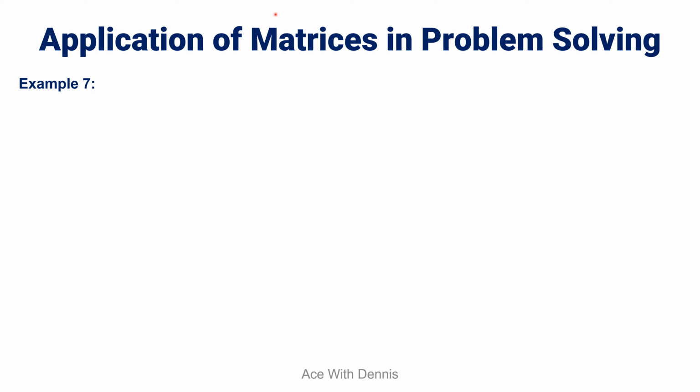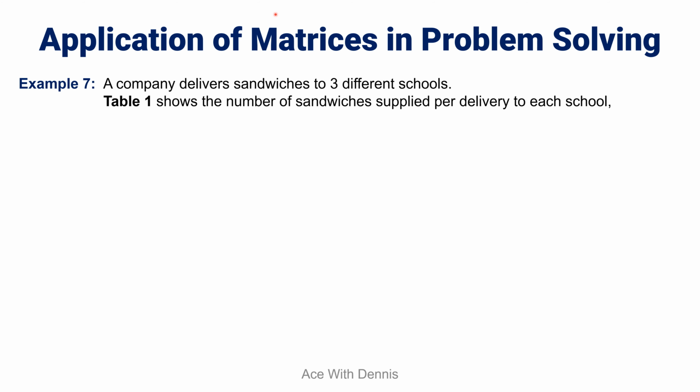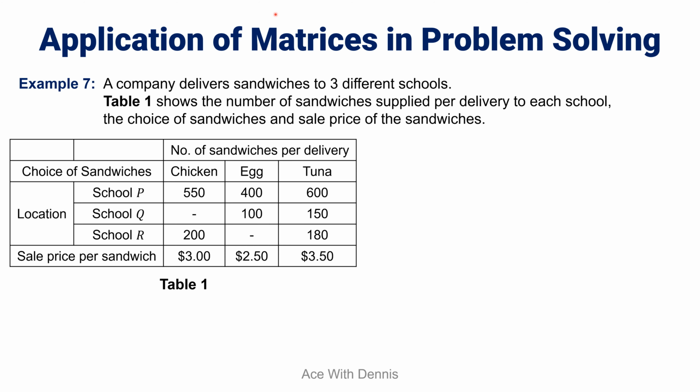Now let's look at one more example. Example 7. A company delivers sandwiches to 3 different schools. Table 1 shows the number of sandwiches supplied per delivery to each school, the choice of sandwiches, and sale price of the sandwiches. So here is table 1. As you can see, as described, this table shows the number of sandwiches supplied per delivery. So these are the numbers.